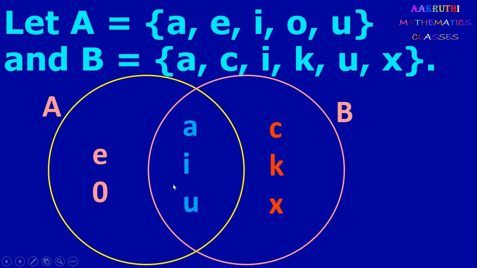Now here the common elements are A, I, U. This is the element belonging only to A. This is the element belonging only to B. And this is the common element.